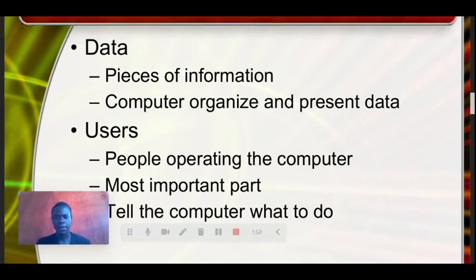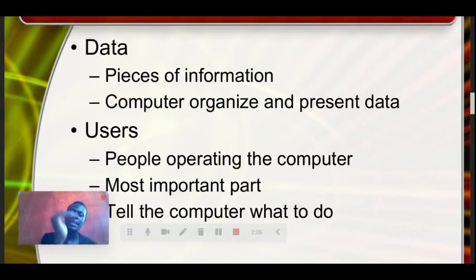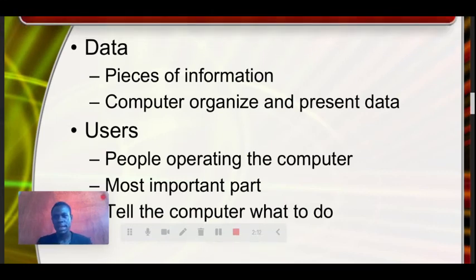What is data? Data are pieces of unorganized information. So instead of just pieces of information, let's say pieces of unorganized information. Computers organize and present data. So when information is there and it's not organized, it means it's data. When it is organized, it becomes information. Before that, it's raw. It's not yet processed and organized.